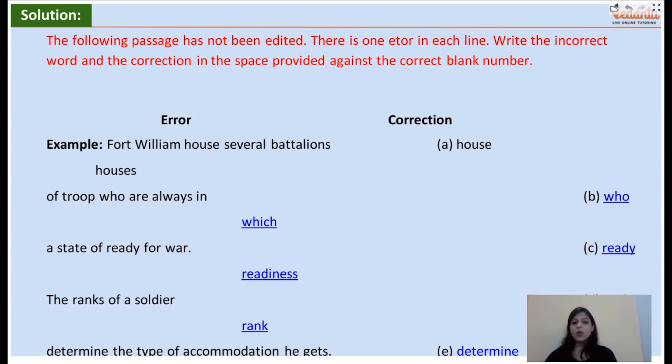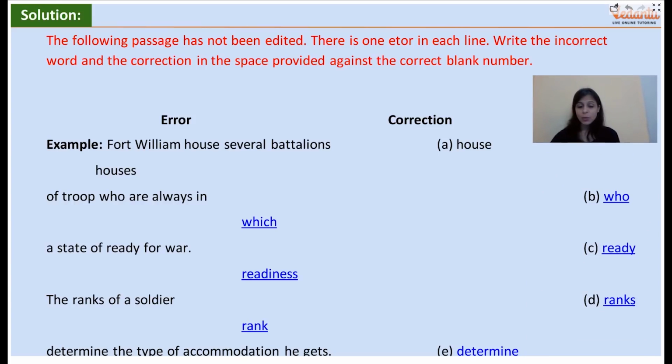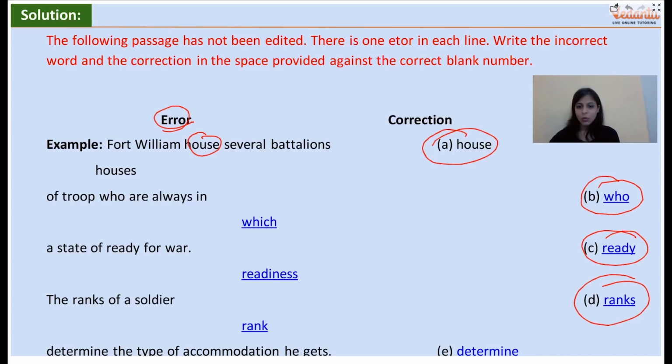Okay, "Fort William housed several battalions." The right thing in this case is going to be, see, this arrangement is different. Instead of "house," this is the error that's written here. This is the error, the part that's not going well. And also this one. But these are the answers that I have not marked with an option.